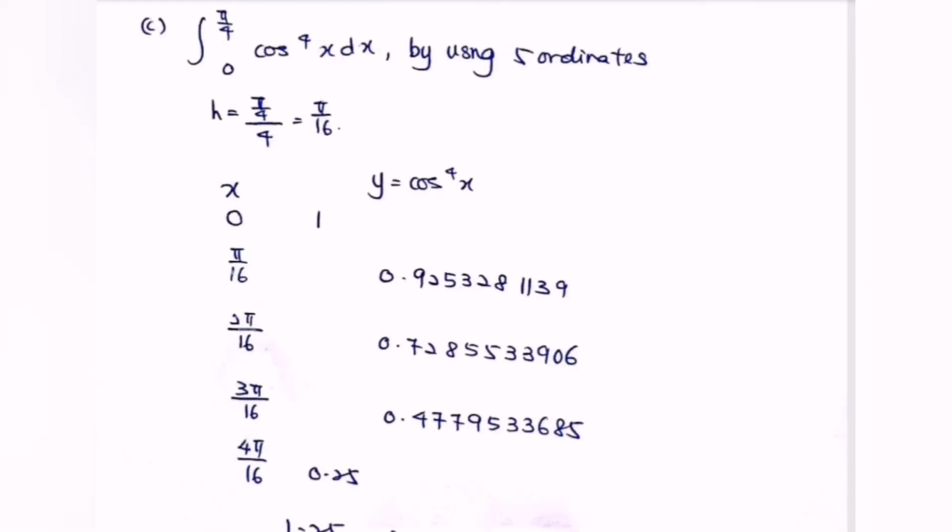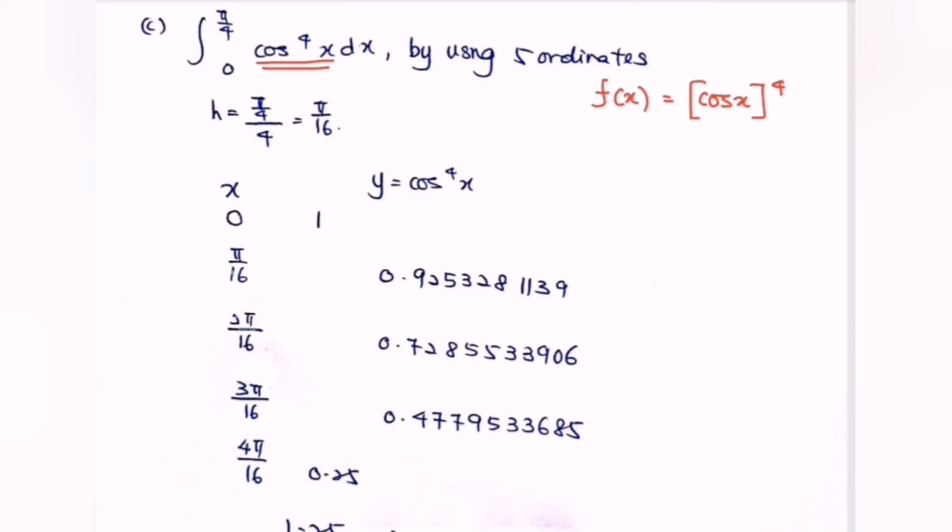So given the function is cos x to the power of 4. So do remember to write down the function cos x to the power of 4. Before we start, kindly key in the mode radian, okay, because we are dealing with a trigo function. Key in the mode radian. So the question given: integrate the function cos to the power 4 x with respect to x for the limit 0 until pi over 4 by using 5 ordinates.